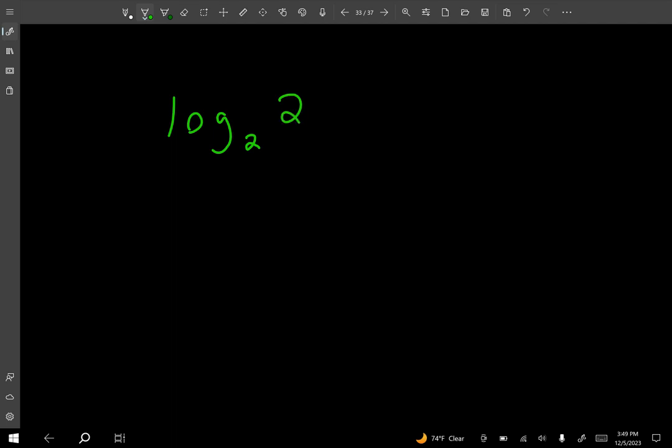Now, if you've seen my log video, or if you know anything about logs, you'll know that this is just the question: 2 to what power gives me 2? And hopefully the answer to that is pretty obvious. We just want the 2 to be left alone. We don't want it to be to any other power. So the number that goes up here is 1. So the answer to this is 1, right?